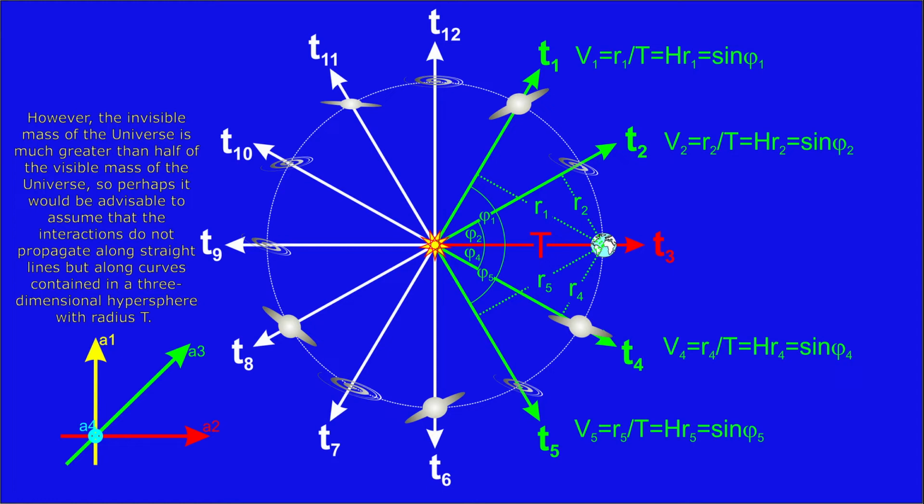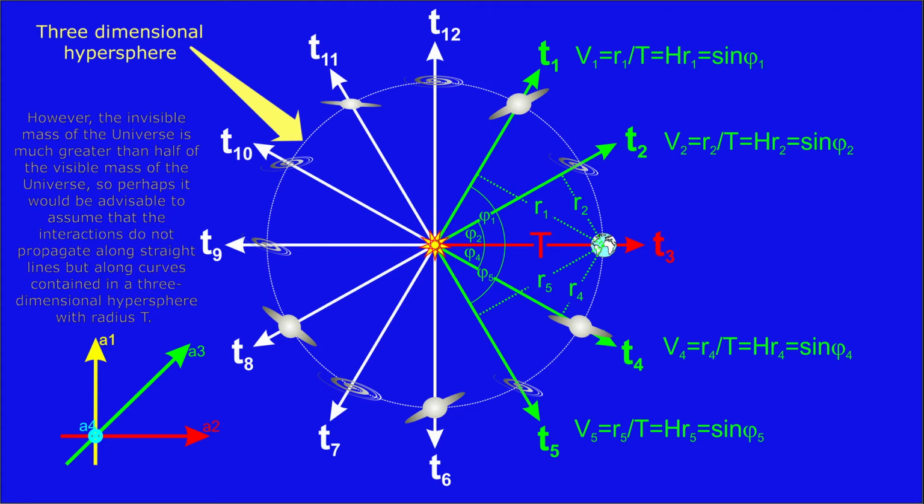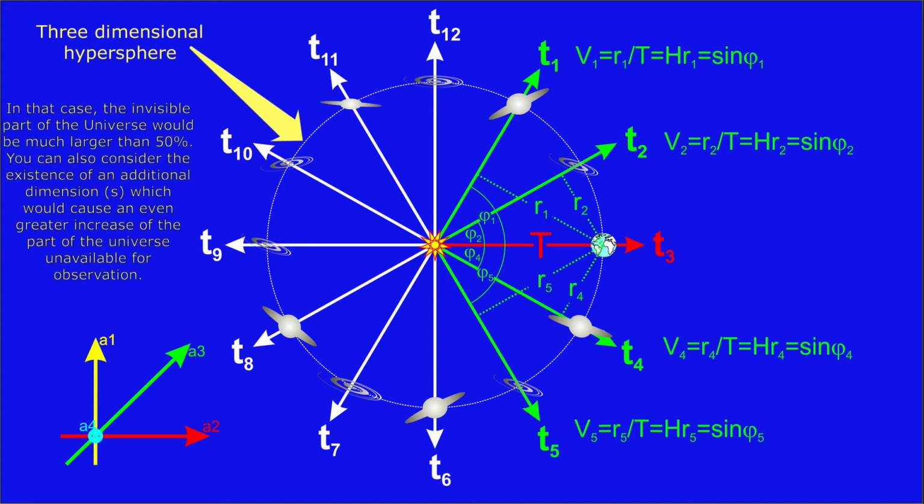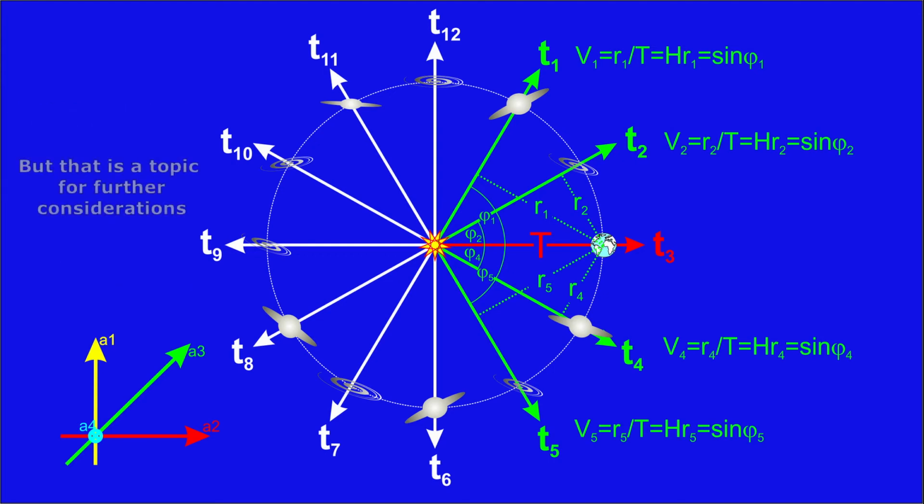the universe, so perhaps it would be advisable to assume that the interactions do not propagate along straight lines, but along curves contained in a three-dimensional hypersphere with radius t. In that case, the invisible part of the universe would be much larger than 50%. You can also consider the existence of an additional dimension or dimensions, which would cause an even greater increase of the part of the universe unavailable for observation. But that is a topic for further considerations.